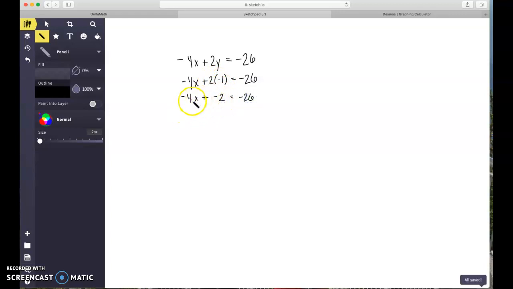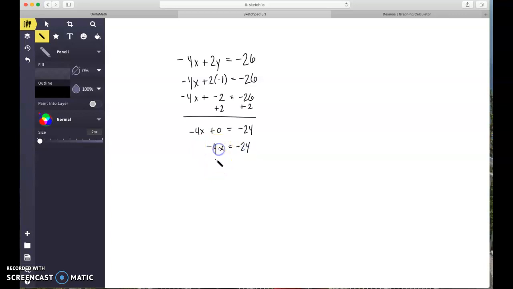And let's see here. I want to get x by itself, so I'm going to do the opposite of negative 2, which is plus 2. If I do it to one side of the equal sign, I have to do it to both sides. So I have negative 4x. Negative 2 plus 2 is 0, and I like to write that because it's my self-check. Negative 26 plus 2 is negative 24. Negative 4x plus 0 is negative 4x.